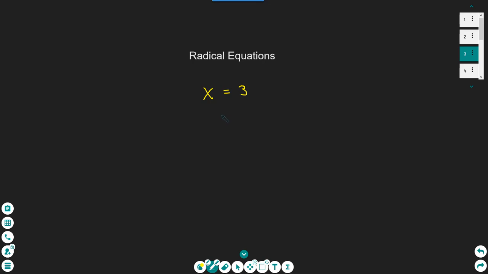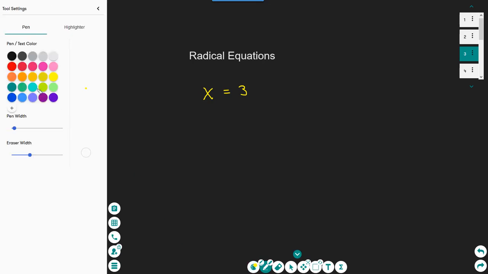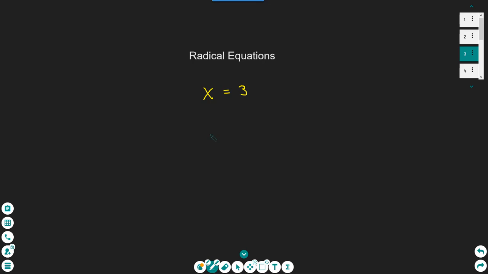So if that's the case, let's say I take this left-hand side, and maybe I'll change color here. Let's say we take that left-hand side, and we're going to square it. Well, if we do it to this side, then we have to do it to this side, right? Okay, so now let's simplify this. We end up with x squared on the left, and then on the right we have 9.